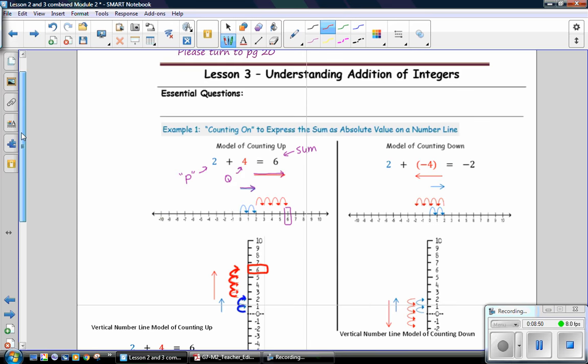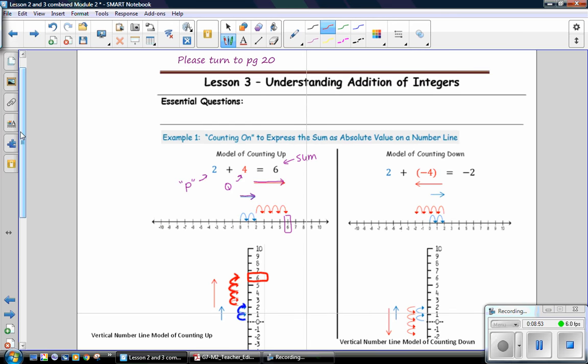And let's go over a problem on the horizontal number line, a model of counting down. So in this problem, our p value is 2, and so we are going to move 2 numbers in the positive direction. And our q value, our second addend, is a -4. Because it's negative, we're going to go to the left, and the absolute value of 4 is 4, so we're going to move 4 spaces. 1, 2, 3, 4. And that leaves us at a position of -2. So our sum is -2.